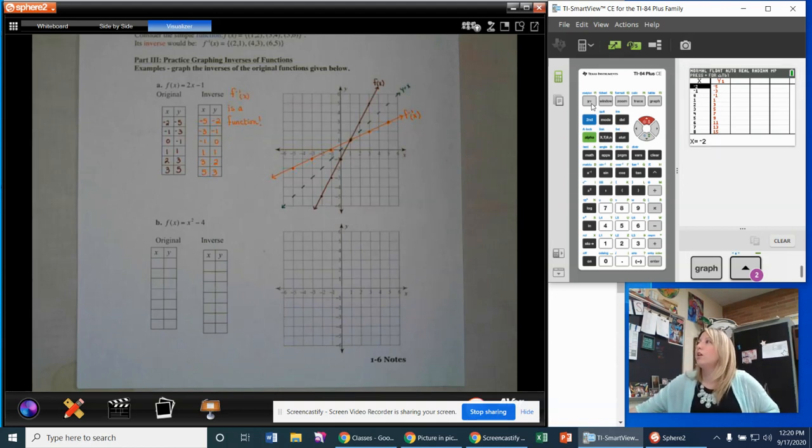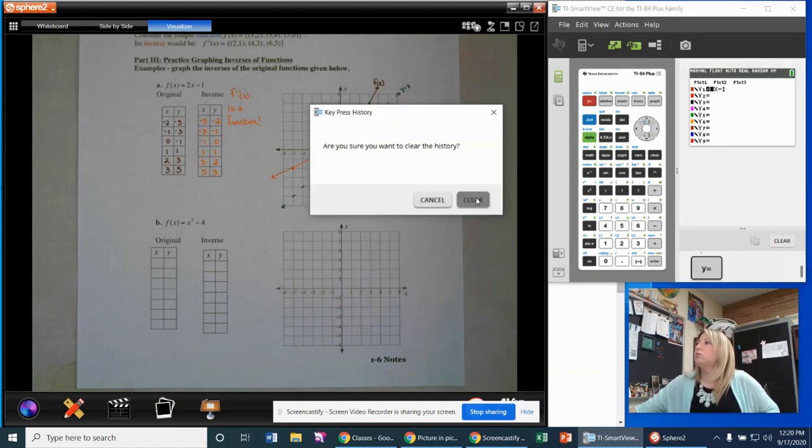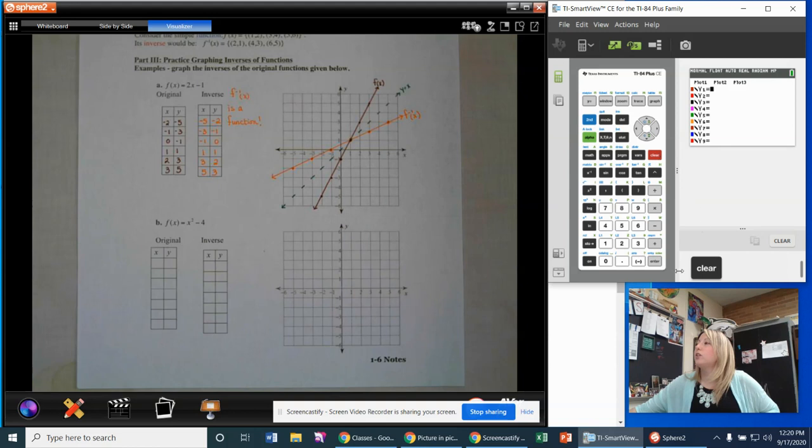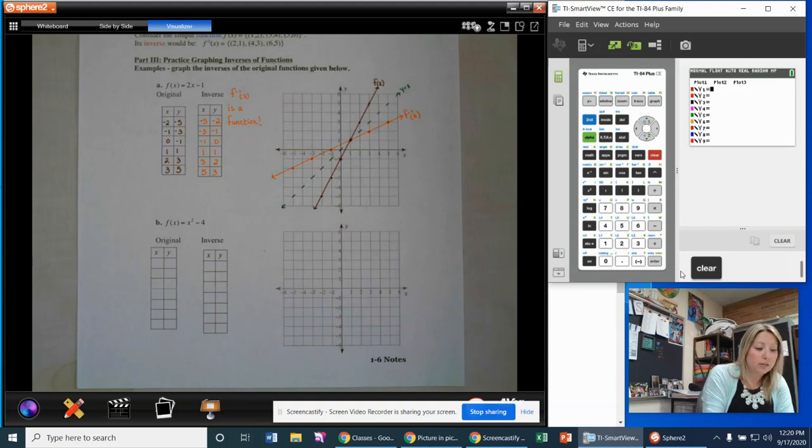All right, so I'm going to go to y equals, and I'm going to clear this guy out. Oh, I meant to clear that, not the history. There we go. They just installed my emulator today, so I'm just getting used to using it. It's exciting. I'm excited about it.